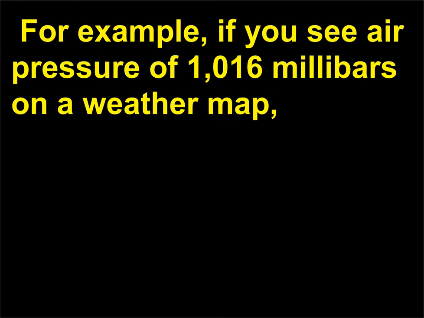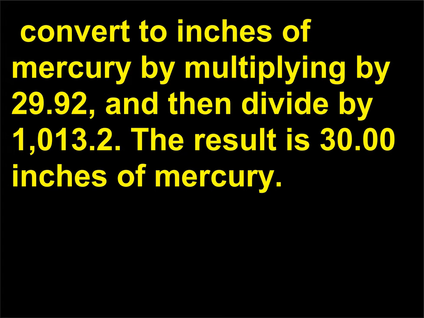For example, if you see air pressure of 1016 millibars on a weather map, convert to inches of mercury by multiplying by 29.92, and then divide by 1013.2. The result is 30.00 inches of mercury.